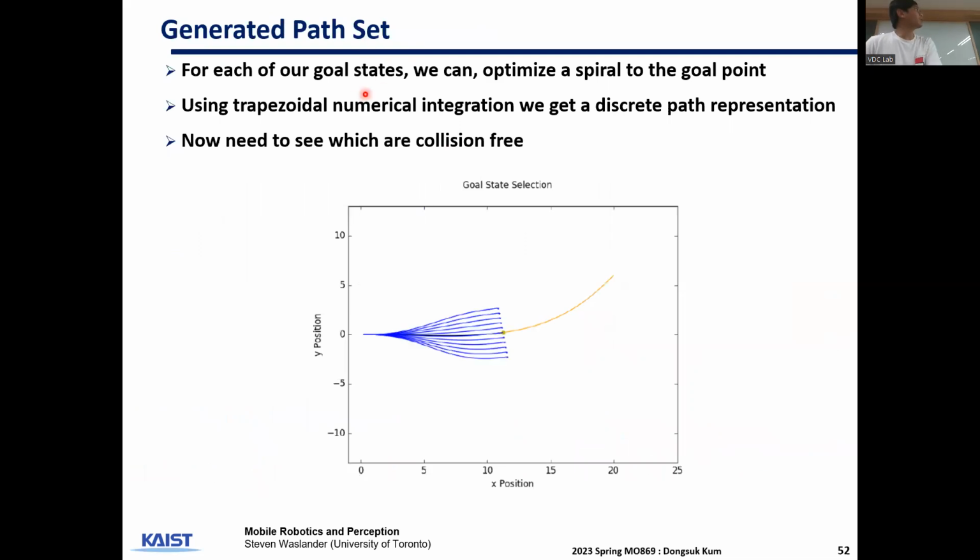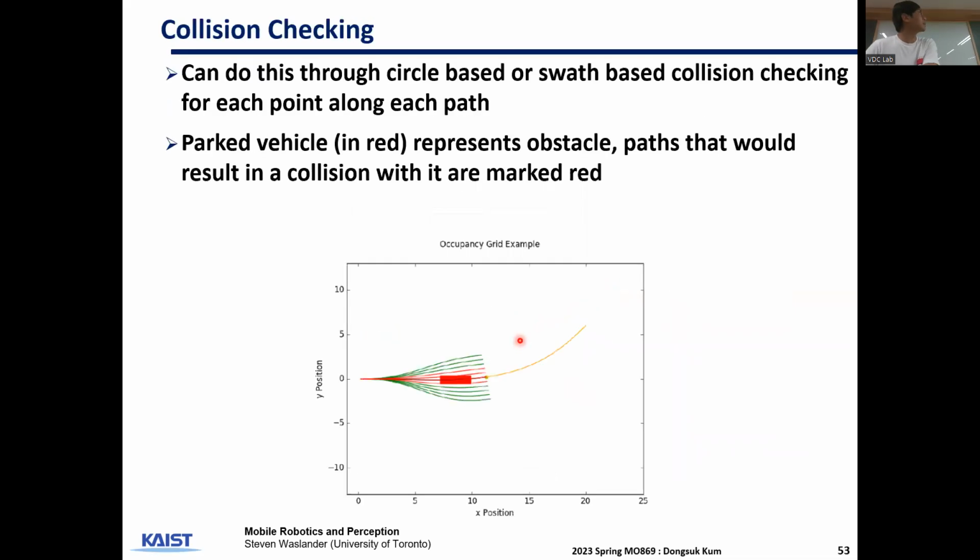So now for each of our goal states, we have the curves. Now we want to optimize the spiral to our goal point. Using the trapezoidal numerical integration, we get the discrete path representations. And now from this generated path set, we want to find the paths that are collision-free.